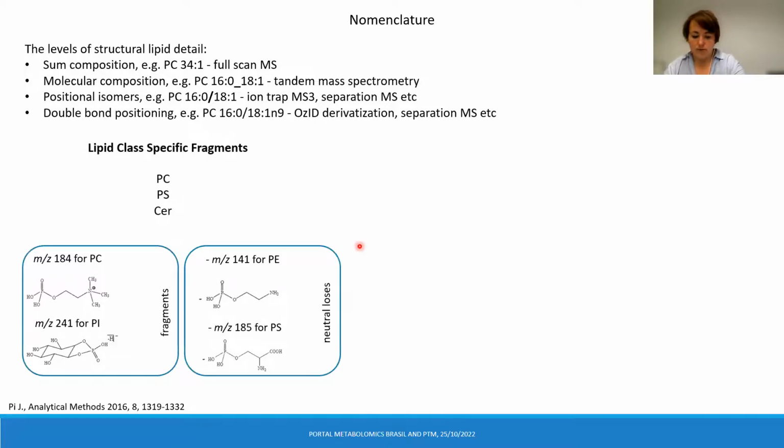Very quickly, because I already talked for 1 hour. In terms of lipid fragmentation and which fragments provide us which information, we can have fragments that are lipid class specific, that will be either fragments themselves, like 184 for phosphocholine in positive ion mode, 241 for phosphoinositols in negative ion mode, or neutral losses. So that's what we observe as a loss: the loss of 141 to identify phosphoethanolamines or 185 for phosphoserines.